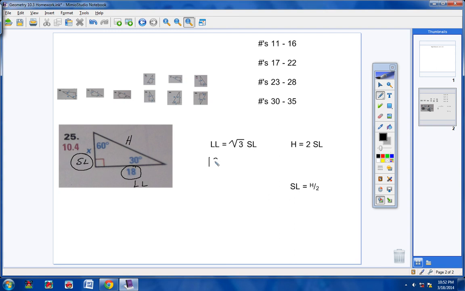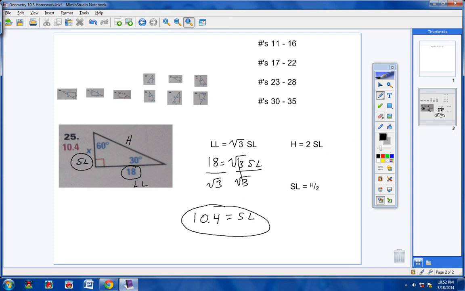Where longer leg is, I'm going to substitute 18. And then I'll have left square root of 3 times SL. So let's divide one side by square root of 3. Let's divide the other side by square root of 3. These cancel, and we're left with 18 divided by square root of 3. So 18 divided by square root of 3 is 10.39230485, which would round to one decimal place. 10.39 would be 10.4.